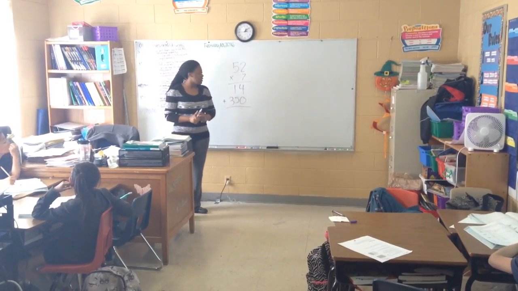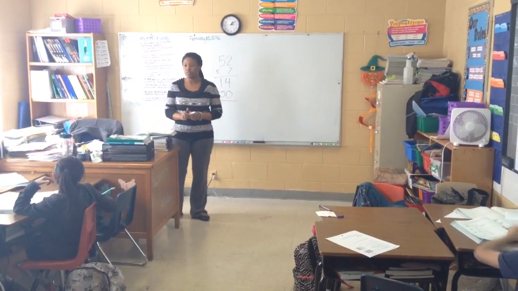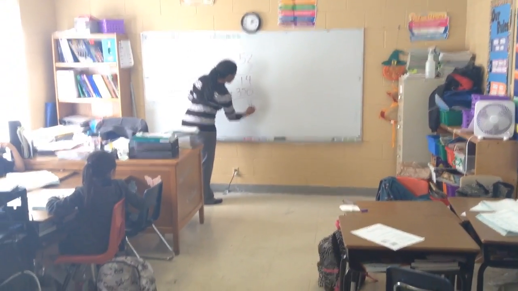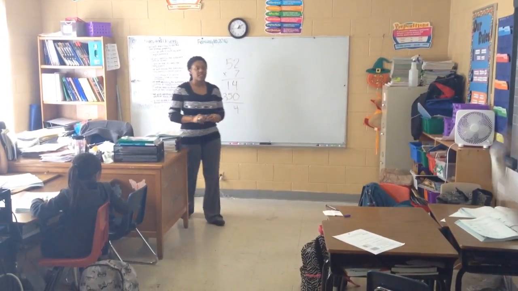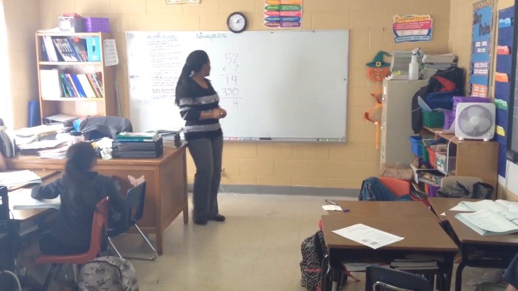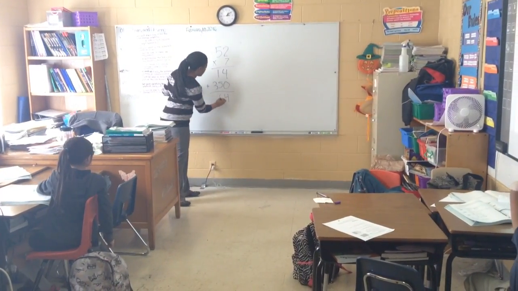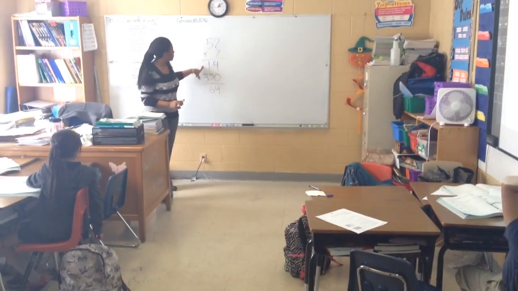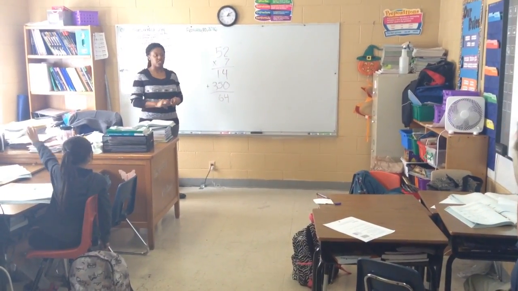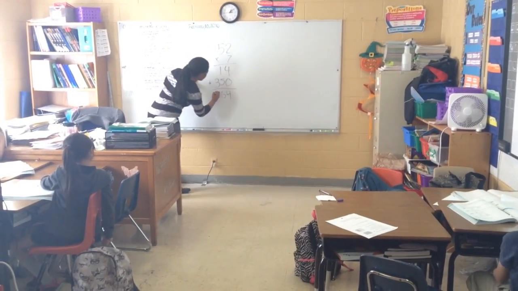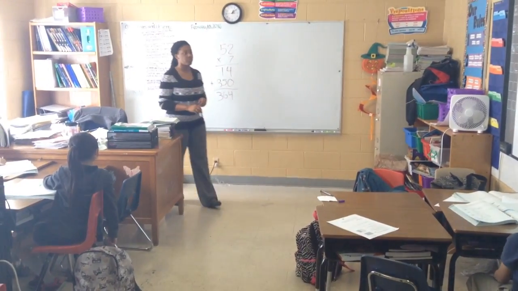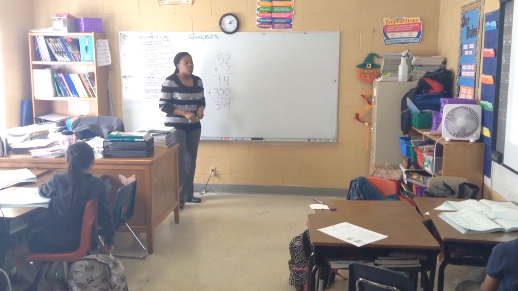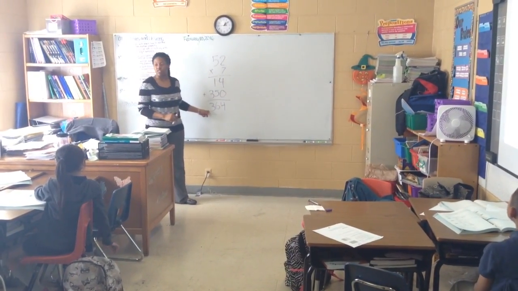Can someone tell me what 4 plus 0 is? Jude. 4. Oh, it's 1 plus 5. Kaylee. 6. And what is 0 plus 3? Giancarlo. 3. So our answer to the problem, 52 times 7, is going to be 364.